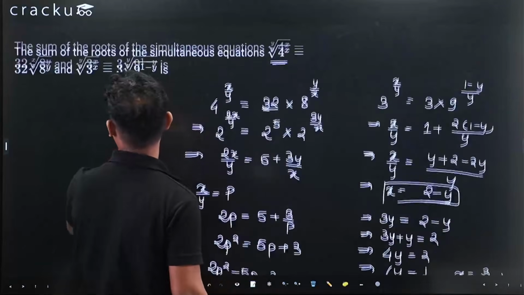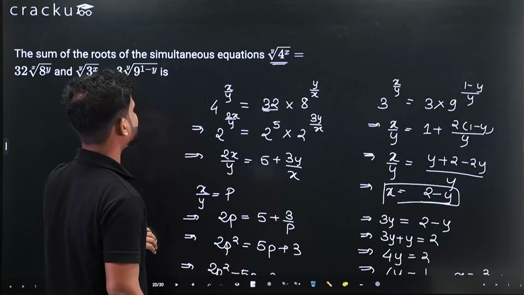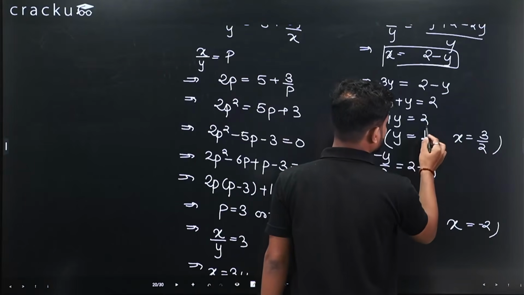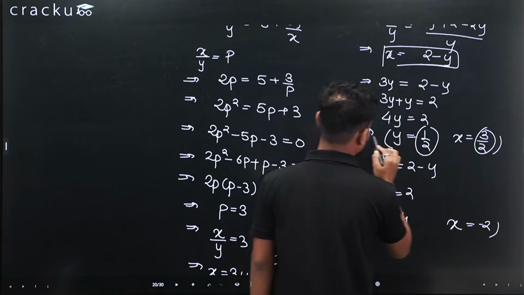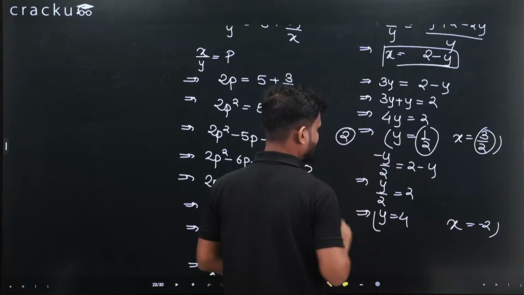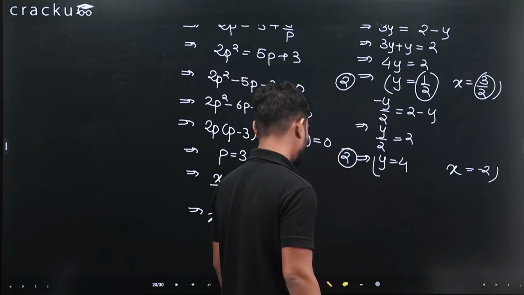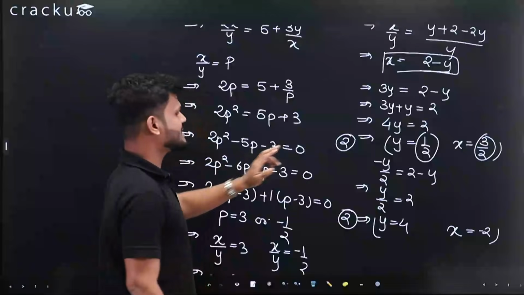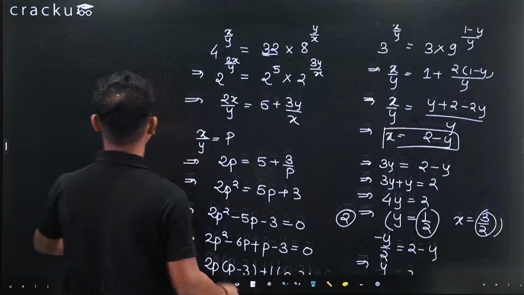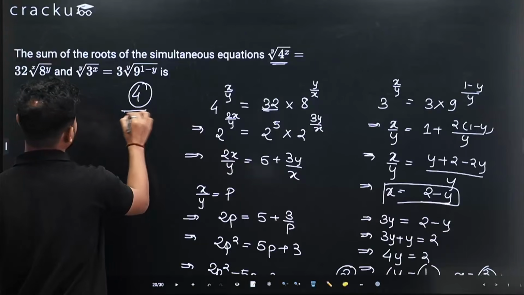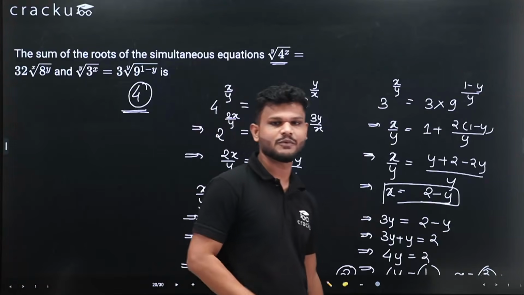What do I need to find? I need to find the sum of the roots of the simultaneous equations. What will be the sum? Here sum is 1 by 2 plus 3 by 2, which is nothing but 2. Here it is 4 minus 2, which is nothing but 2. So sum of roots is 2 plus 2, which is 4. So answer to this question will be 4. This is how you solve the question.